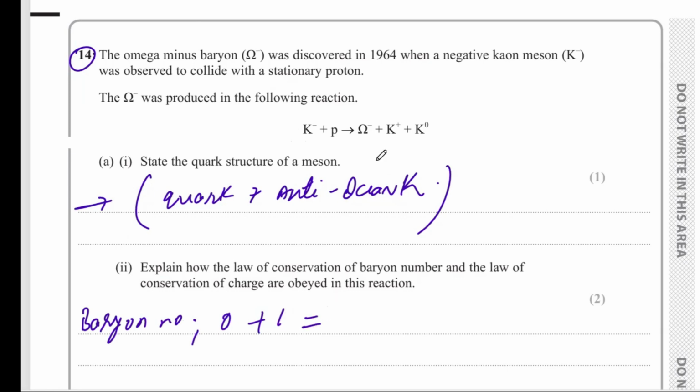It should be equal to, what is going to be the baryon number of omega minus? That is 1. And the kaon got 0. So you can see that as far as the baryon number is concerned, it is conserved on both sides.